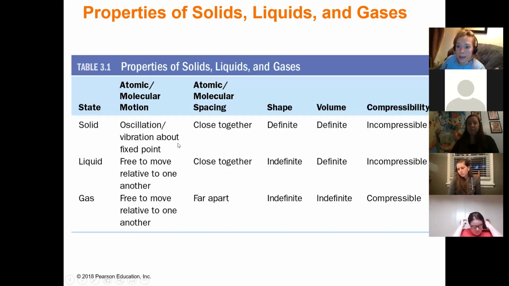So this is a good chart that sums everything up. Just know how shape, volume, and compressibility are affected by the state that you're in.